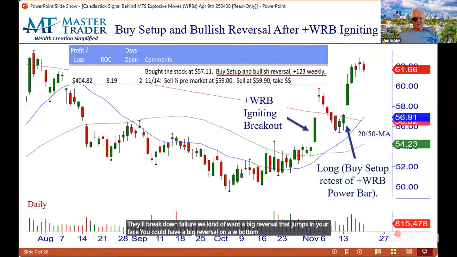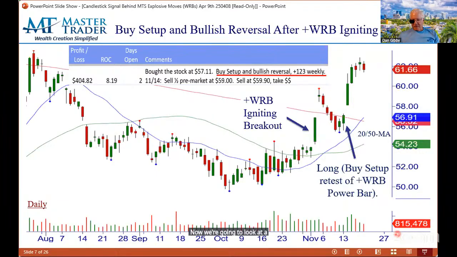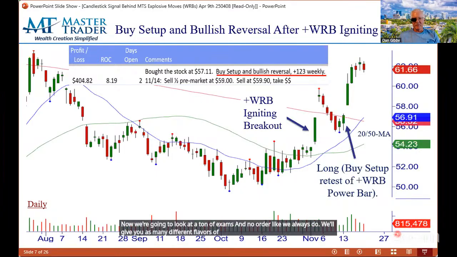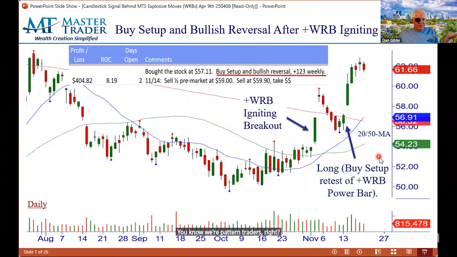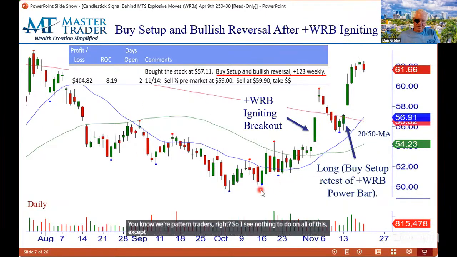Now we're going to look at a ton of examples in no order, like we always do. We'll give you as many different flavors of what we're illustrating today. So this is a big multi-month bottoming pattern. We're pattern traders, right? So I see nothing to do on all of this, except maybe sell a put spread under here, but we'll get into that later.